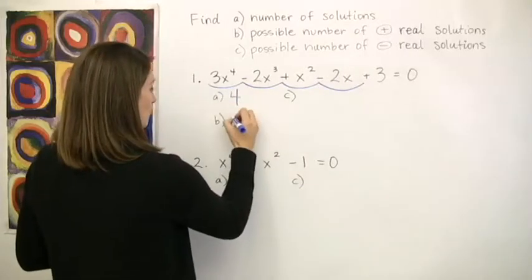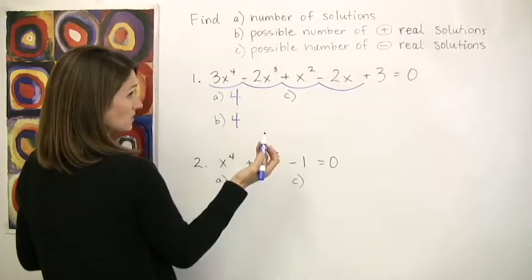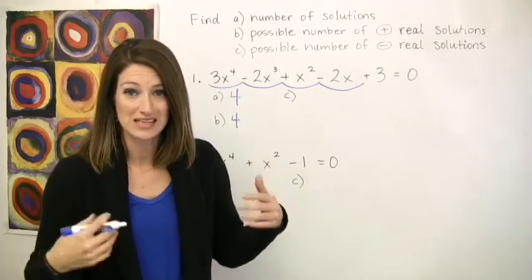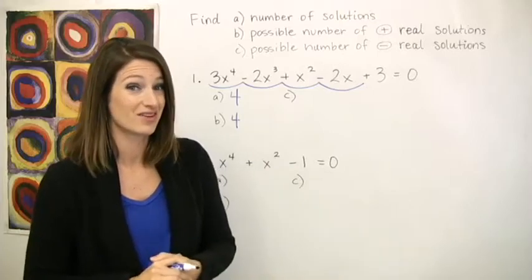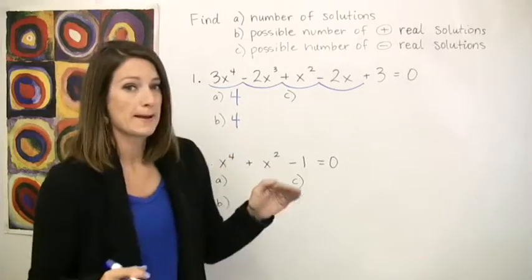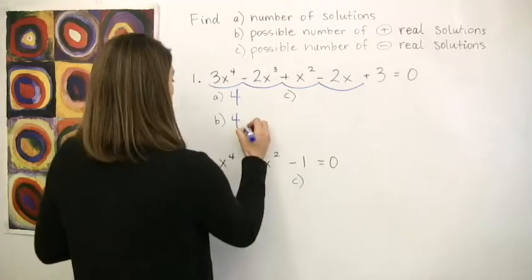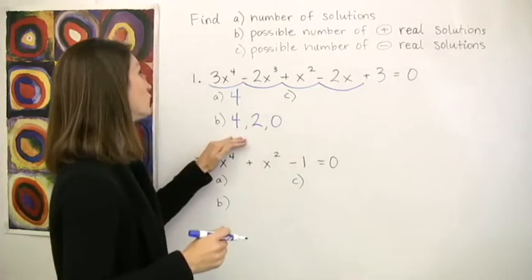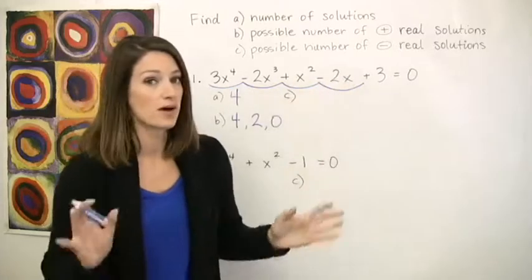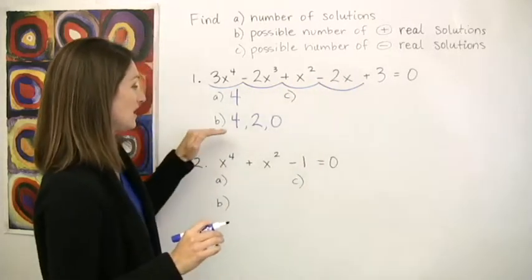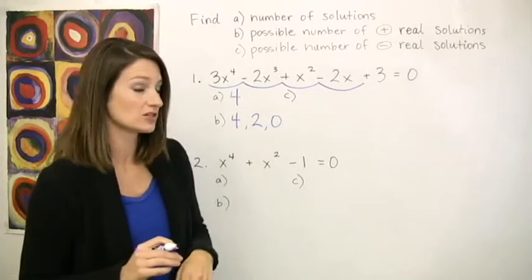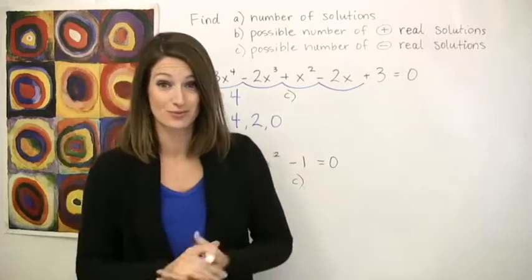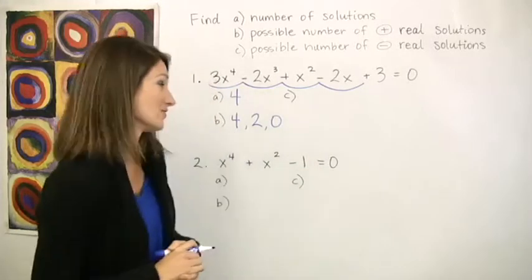And so we have 4 total possible positive real solutions, but the theorem also says that it could be less than that by a positive even number. So we can go 4 minus 2, which gives us 2, and then 2 minus 2, which gives us 0. So for this equation, it's possible that it has either 4 positive real solutions, or 2 positive real solutions, or 0 positive real solutions according to that theorem.